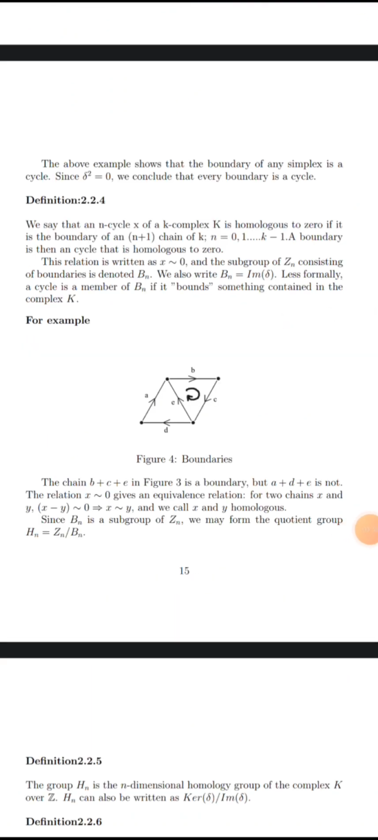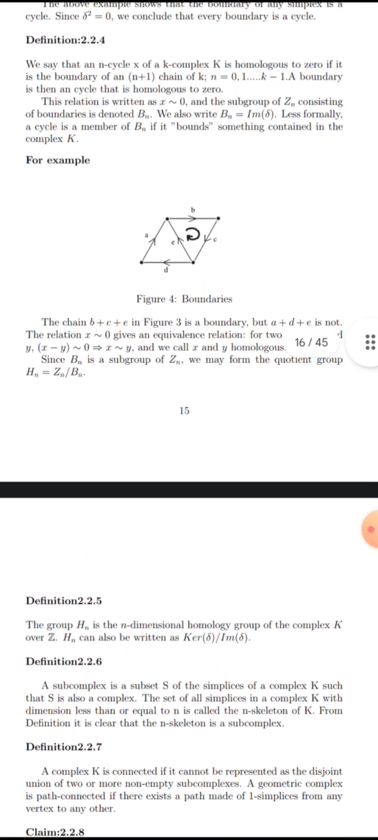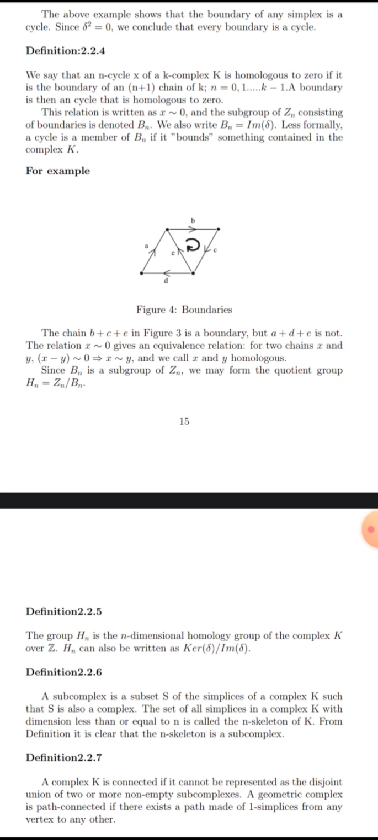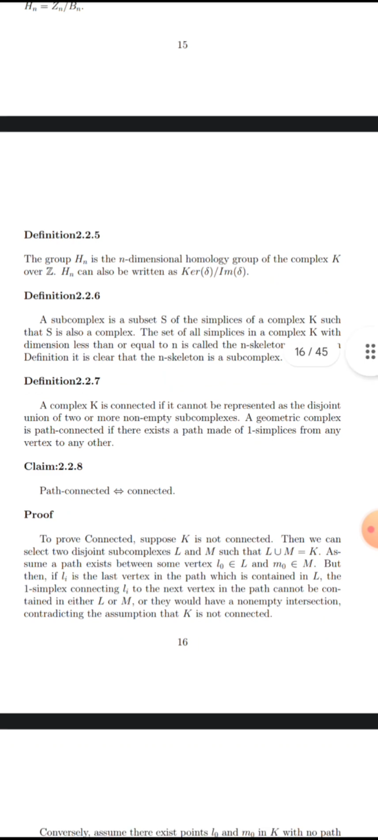An n cycle x of a complex K is homologous to 0 if it is a boundary. Okay. There is an example for that definition. Next, the group Hn, the n-dimensional homological group of K over Z, is written as the kernel of delta by the image of delta.